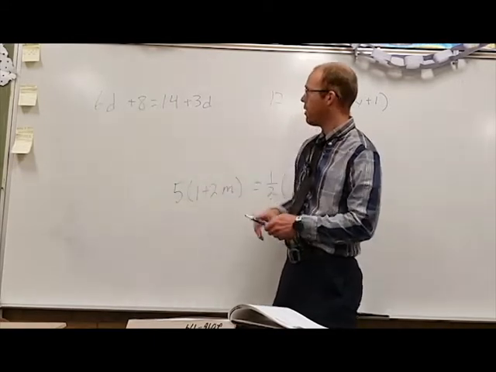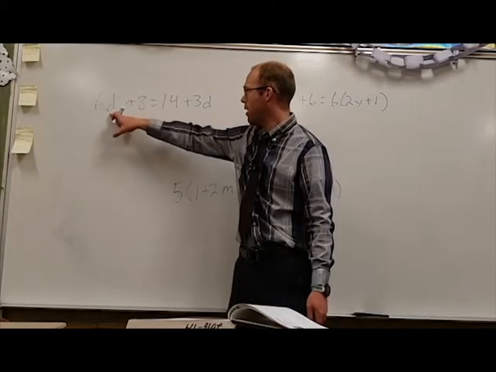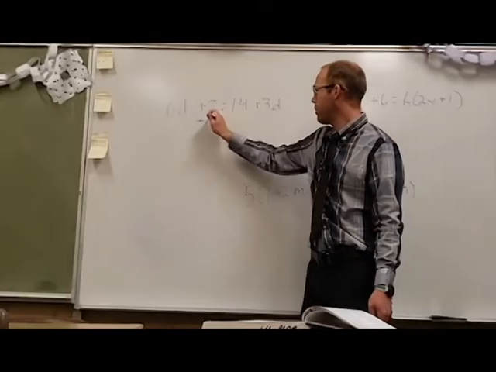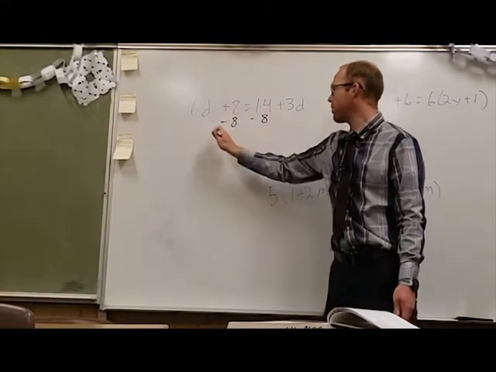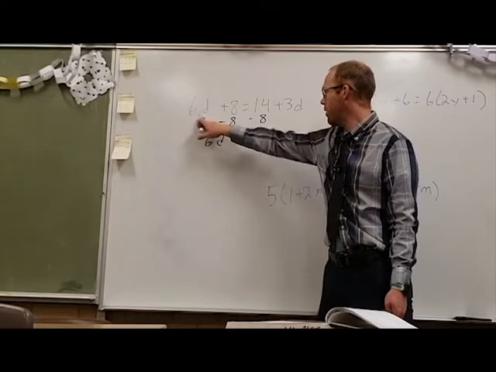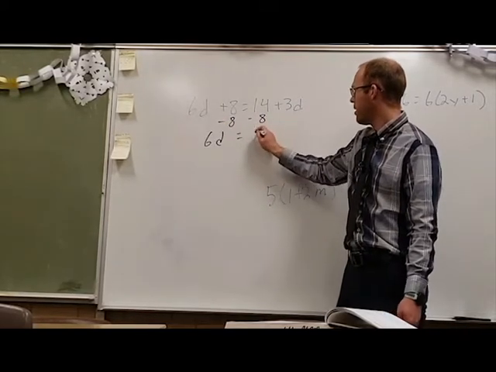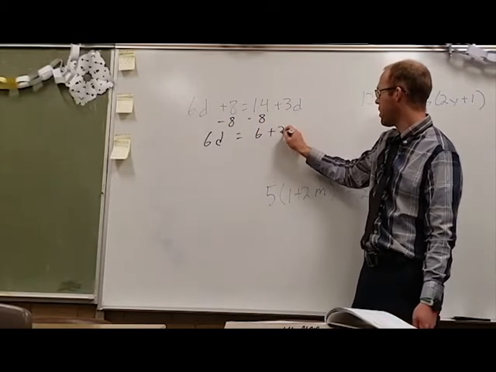The first one, right here, we're going to get these like terms together. So we've got the 8 and the 14. We'll subtract 8 to get those together. That gives us 6d still left on this side. 14 minus 8 is 6. And we still have this plus 3d.